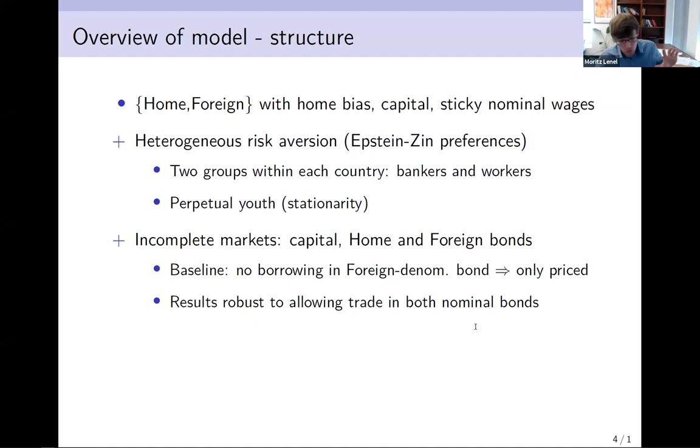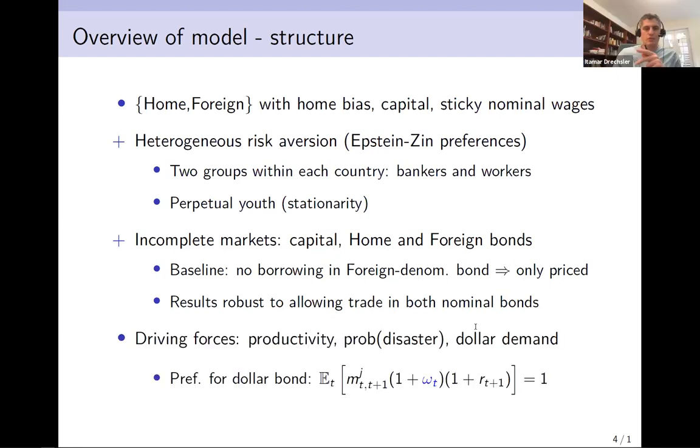In the results that I'm going to show you today, and there's also the main part of the model, we are not allowing for borrowing in the foreign denominated bond. And so this bond will only be priced but not traded. In the appendix, we show that our results are robust to trading in the foreign bond. And I'll come back to this in the end, where this is actually crucial that this endogeneity is possible and can then also explain patterns in the data.